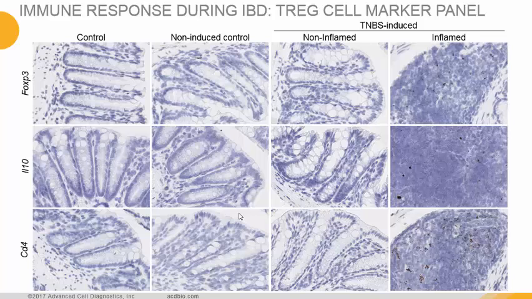IBD is related to an excessive uncontrolled immune response, and defects in regulatory T cells, known as Tregs, have been implicated in the pathogenesis of IBD. Therefore, we wanted to visualize this population in the inflamed colon using the RNAscope assay. Shown on this slide is a panel of genes marking the Treg cell population, including FOXP3, IL-10, and CD4. For all 3 genes, little to no expression was detected in the crypts of control and non-inflamed colons. However, robust signal was detected in the inflamed region for all 3 genes.